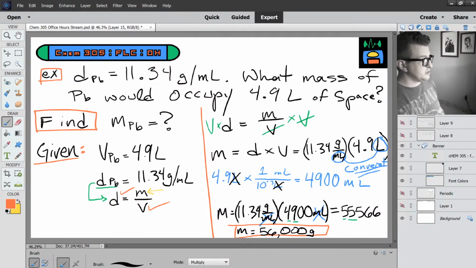All the steps involved here are exactly the same as that problem on extra credit, number 12. But this one has different numbers, different values, different metals, etc.